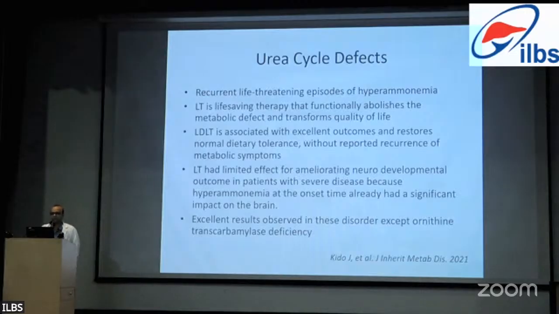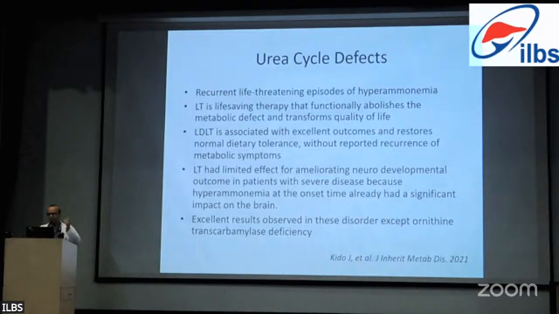Coming to the urea cycle defects, this is again a group of disorders with recurrent life-threatening episodes of hyperammonemia. LT is a life-saving therapy that functionally abolishes the metabolic defect and improves quality of life. LDLT has equal outcomes and restores normal dietary tolerance and metabolic stability. LT has a limited effect on neurodevelopmental outcome in patients with severe disease, because hyperammonemia at onset already had a significant impact on the brain. Excellent results are observed in these disorders except ornithine transcarbamylase deficiency.